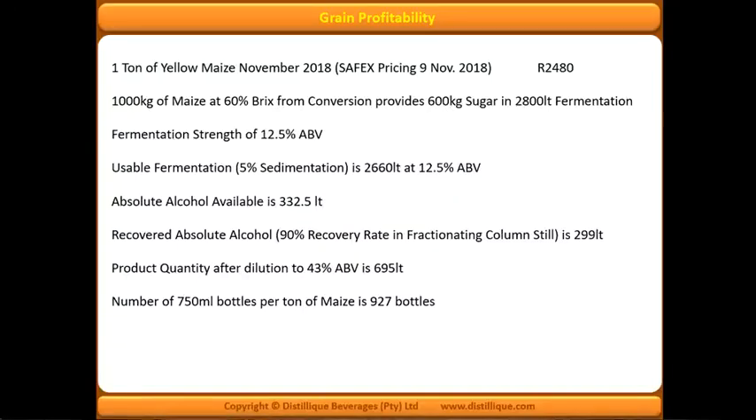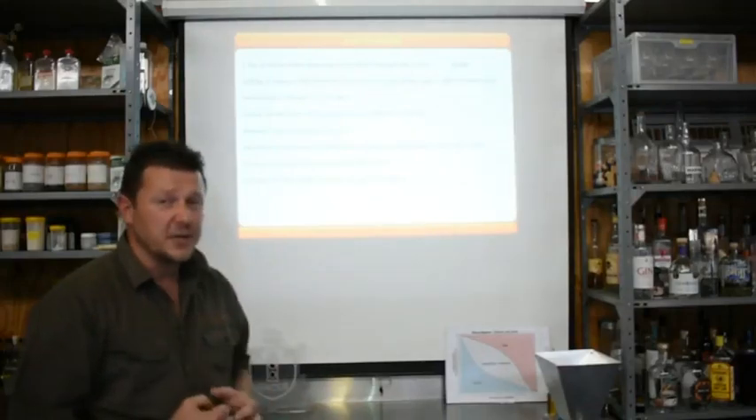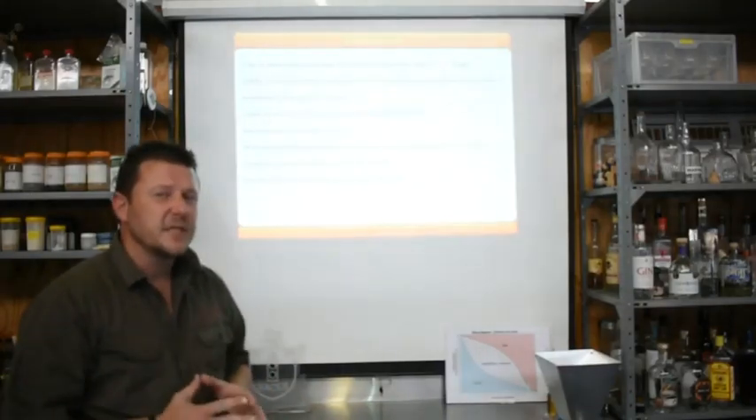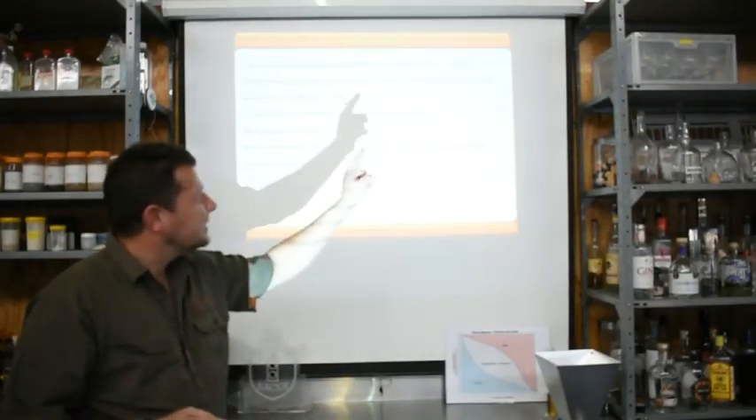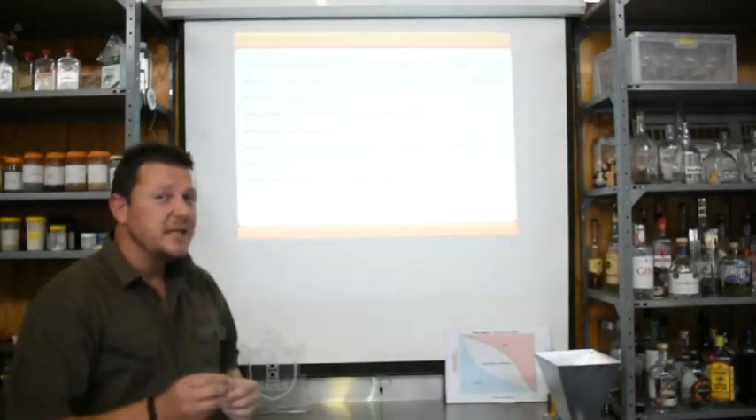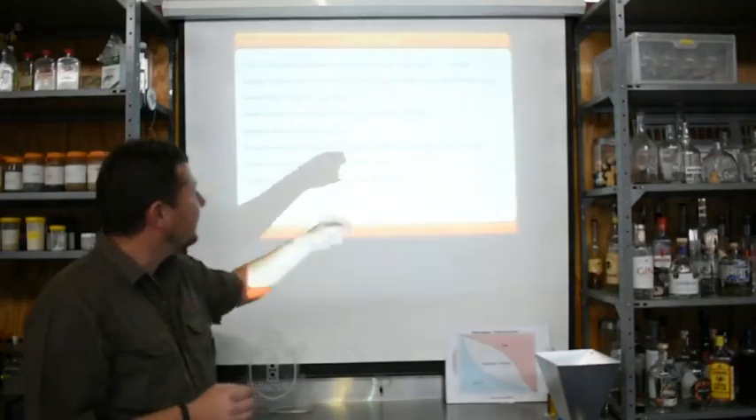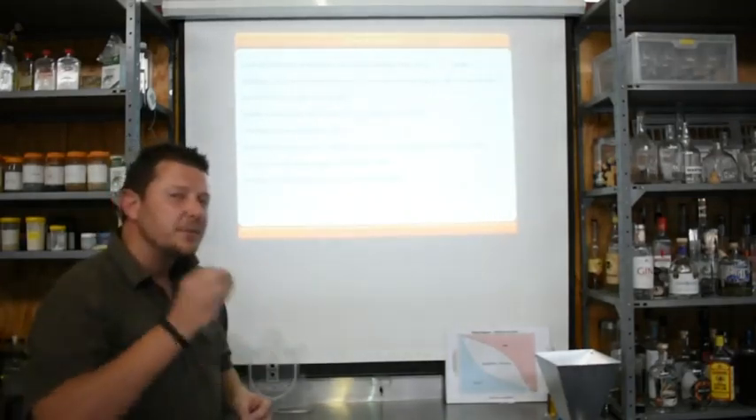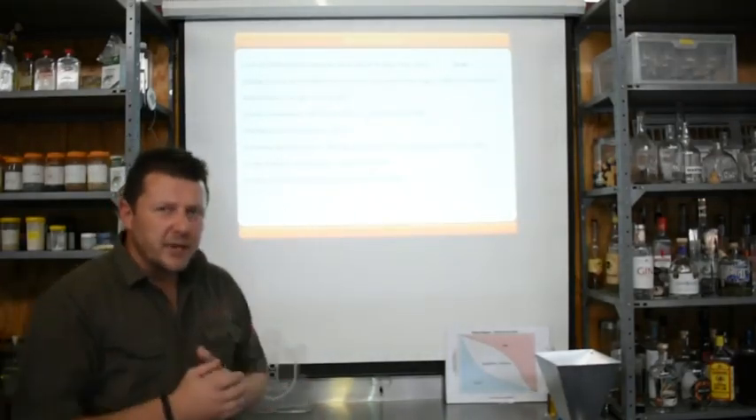Now out of that 2,800 litre fermentation, I'll get about 2,660 litres of usable fermentation out. We allow about 5% for sedimentation. So that's 2,660 litres at 12.5% ABV. That means that fermentation contains 332.5 litres of absolute alcohol. Now recovery rate comes into play.